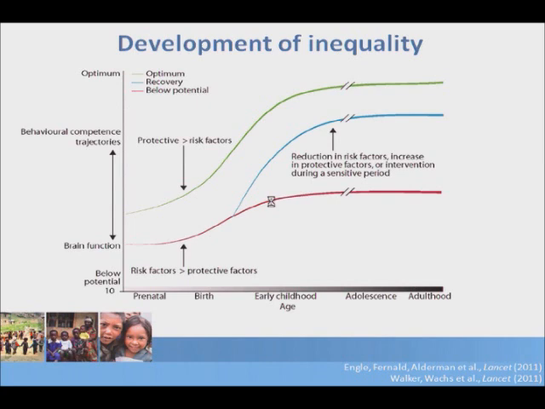Now, the blue line is a trajectory of hope of a child. This child has experienced a reduction in risk factors, has experienced an increase in protective factors, or has experienced an intervention during a sensitive period. Now, you can see in the figure that the greater the exposure to cumulative risks, the greater the inequality. And it suggests that early interventions that prevent this inequality are more effective than later interventions that are trying to remedy cumulative deficits.